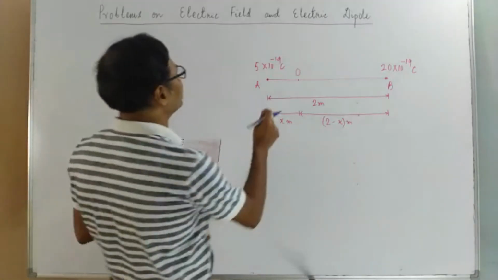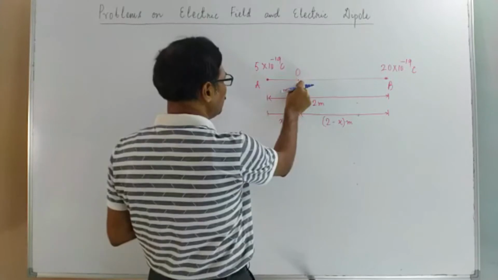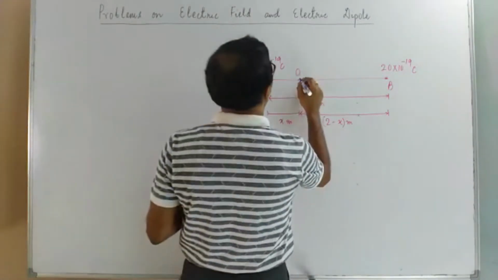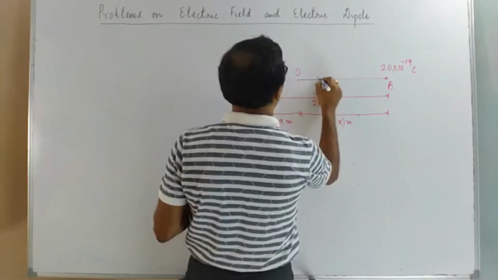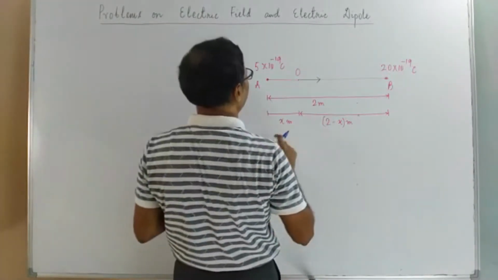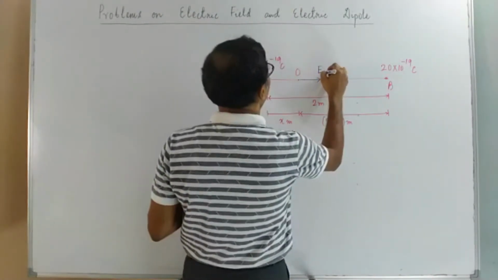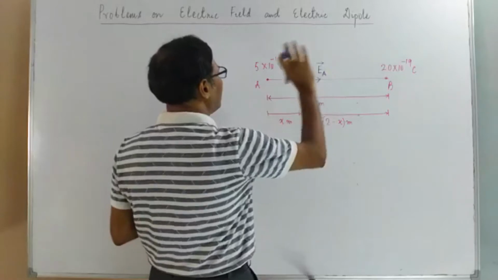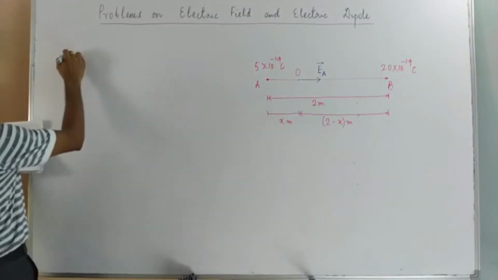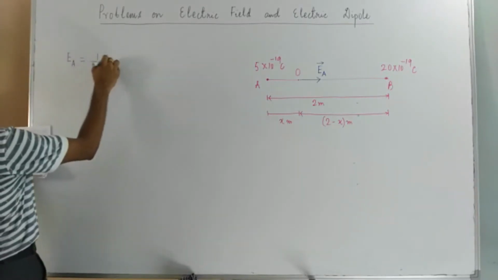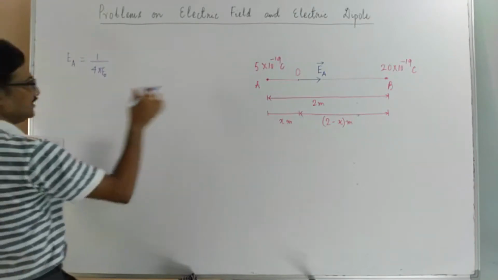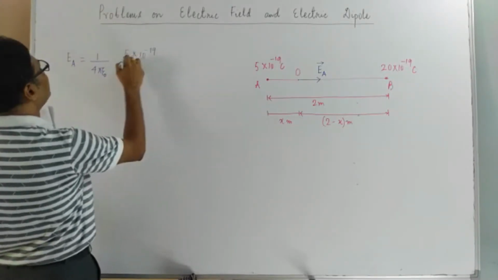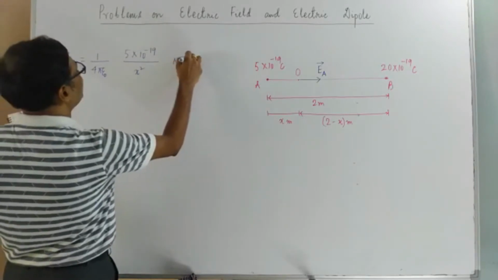So first, you have to consider the electric field at point O due to this and this charge. Okay? If we consider the electric field produced at O due to 5 into 10 to the power minus 19 coulomb, this will act along OB because this is a force of repulsion, and let it be denoted by EA. So the magnitude of EA is 1 by 4 pi epsilon 0 Q divided by x square, so 5 into 10 to the power minus 19 divided by x square Newton per coulomb.